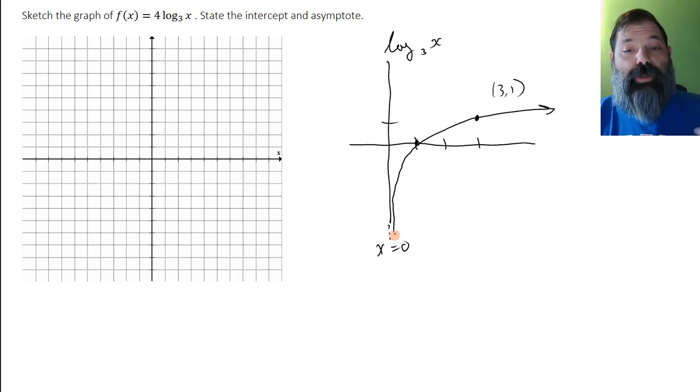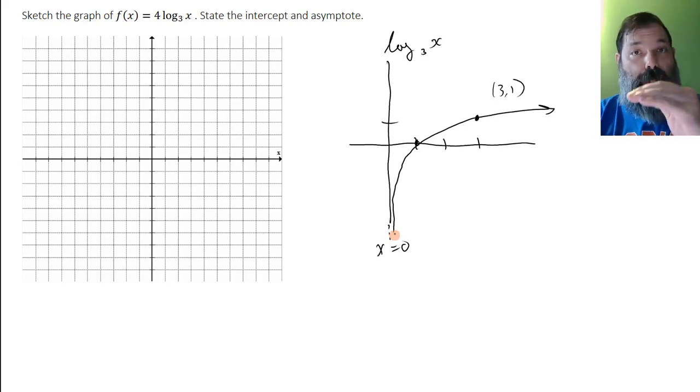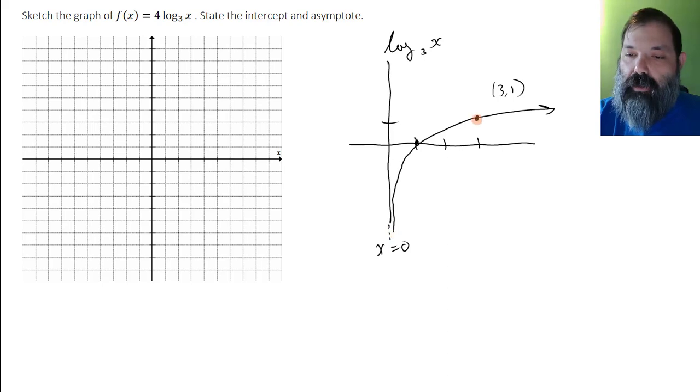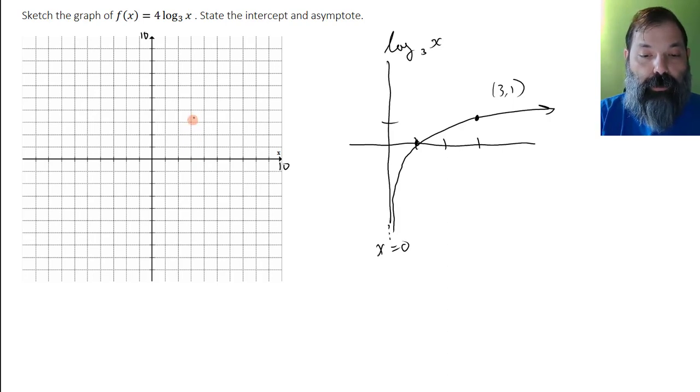So then 4 times the log base 3 of x, that 4 is a scale factor. And since it's greater than 1, it's going to give us a vertical stretch. And so then instead of the point (3, 1), right, so let's use a scale of tens on each axis. Instead of the point (3, 1), we would have the point (3, 4). 2, 3, 4. So here's the point (3, 4).